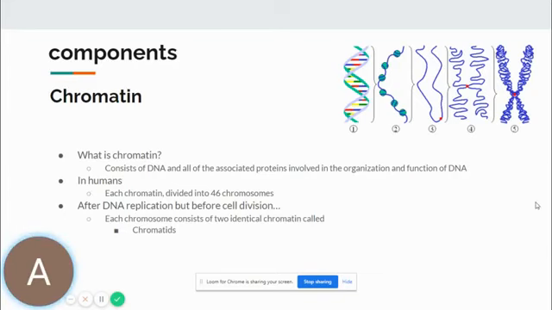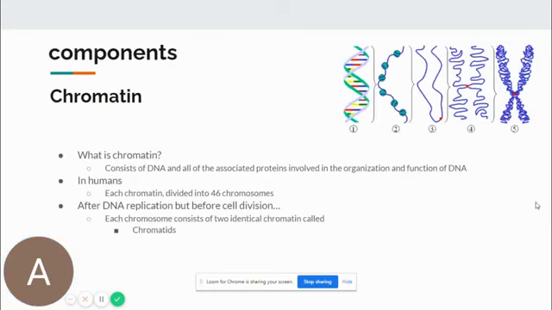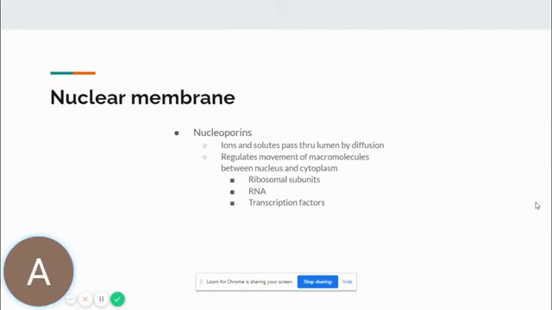What you have to remember with the nuclear membrane is that you have an outer nuclear membrane, which is continuous with the rough endoplasmic reticulum, and you have an inner membrane, which is contiguous with the lamina. And what's important with the nuclear membrane is it has nuclear pores, which are composed of proteins called nucleoporins, and it has a regulatory activity.